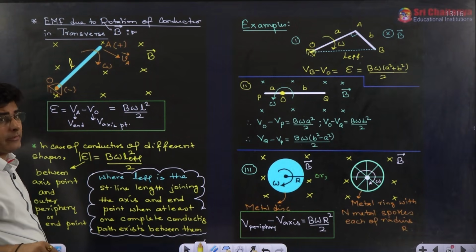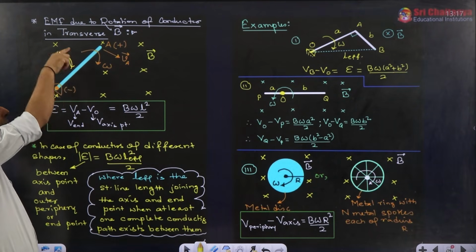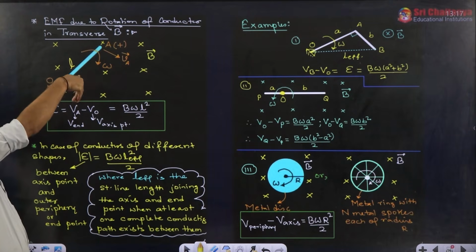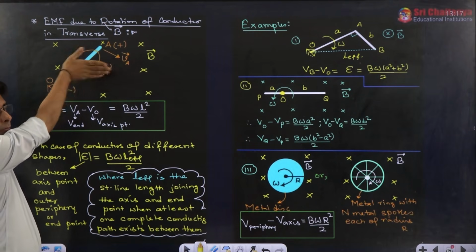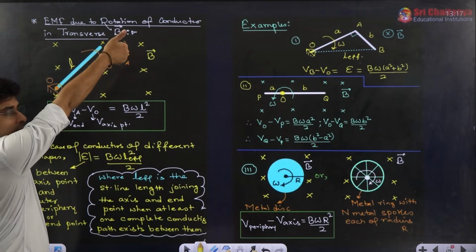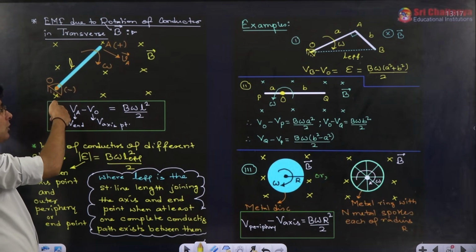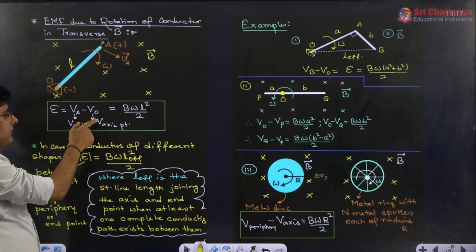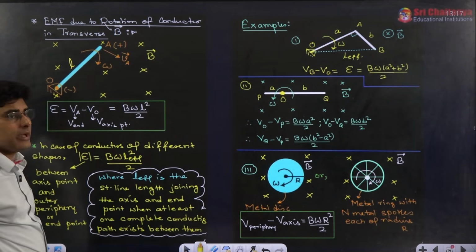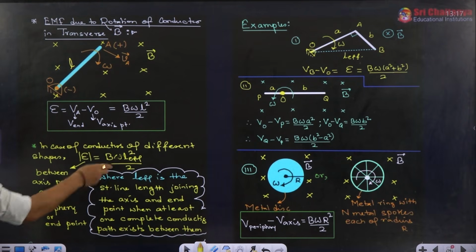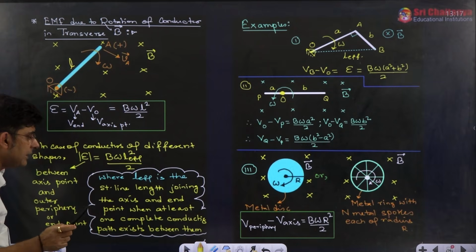Now which one is positive, which one is negative, how to know that? Again very simple, see the sense of omega. According to that you can see the velocity. If it is rotating like this, the point will have a velocity like this. So V cross B again, velocity cross B, this is the positive terminal. So A will be positive with respect to O. So VA minus V axis we have taken. One point is the end point, one point is the axis point. It is B omega L square by 2. Now if you have conductors of different shapes, you will replace L by L effective. What is L effective here?